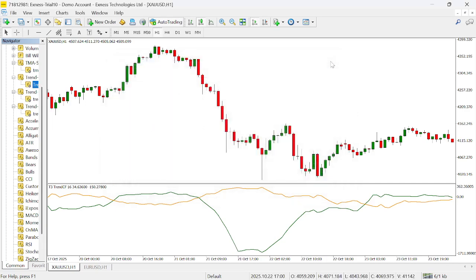Alright, as for who it is for, the trend continuation factor indicator is suitable for traders who want trend confirmation to reduce the risk of entering false breakouts, filtering out noise in choppy markets, and the ability to hold profitable positions longer, improving reward to risk ratios.